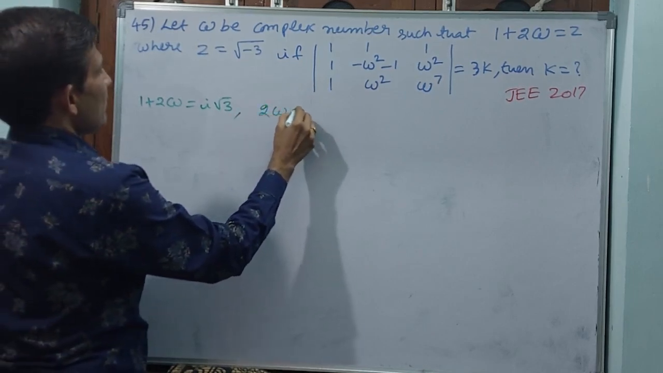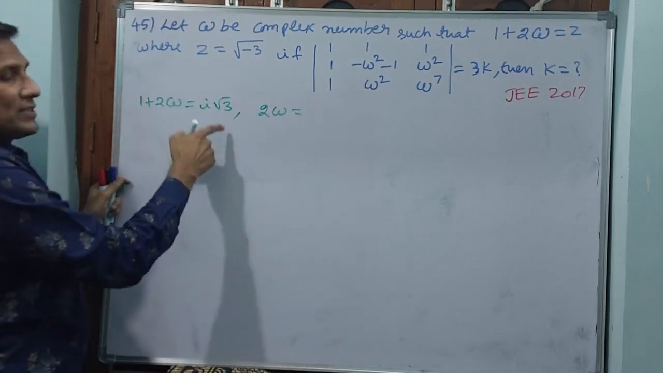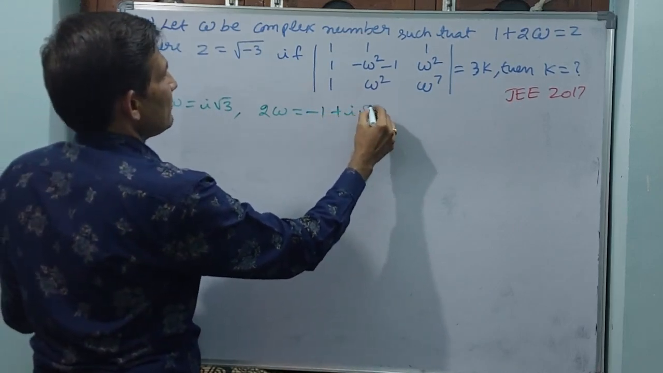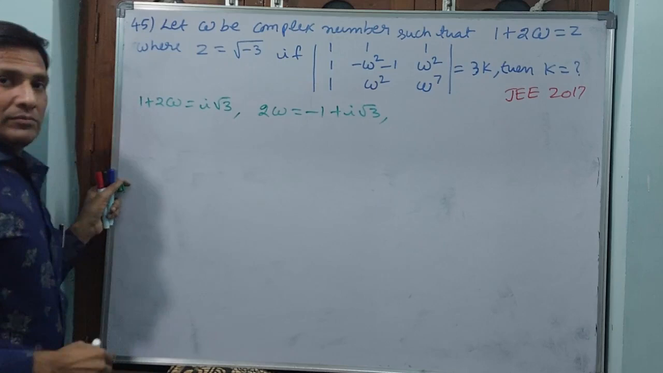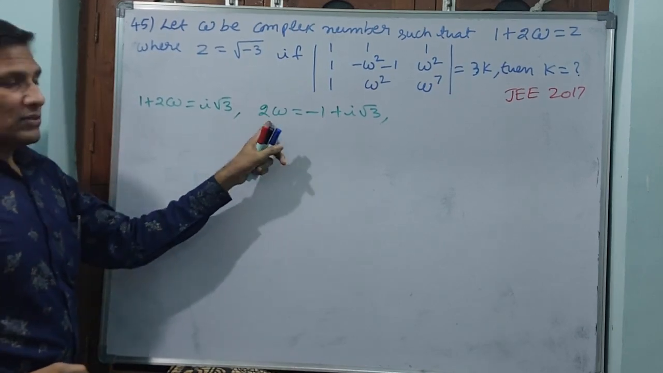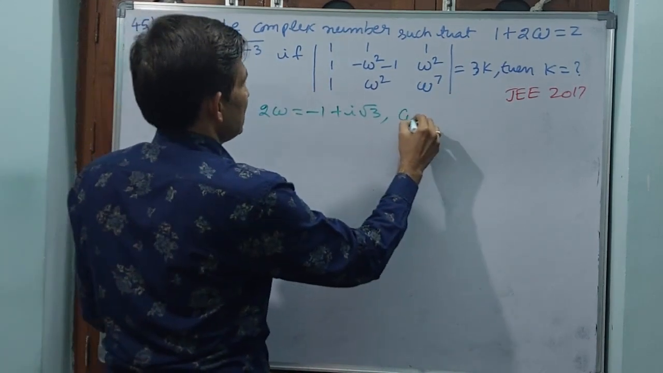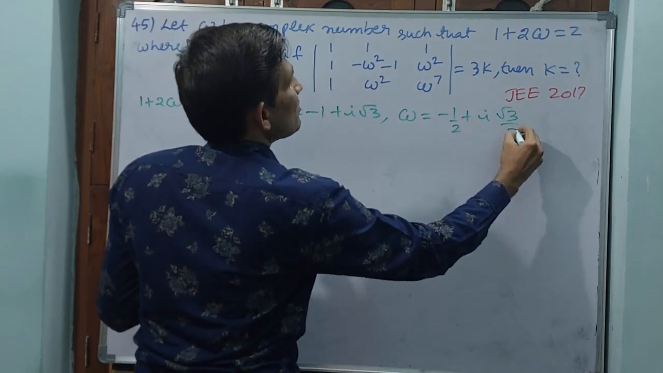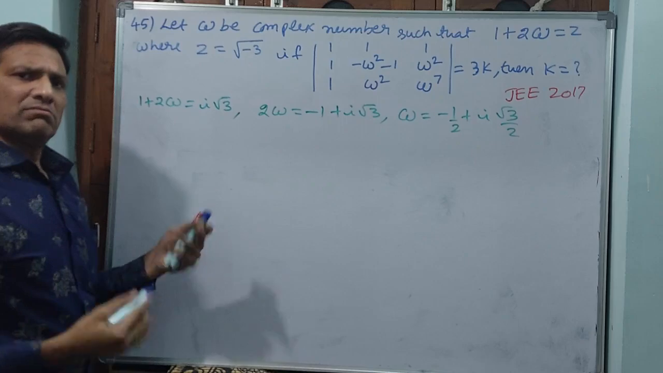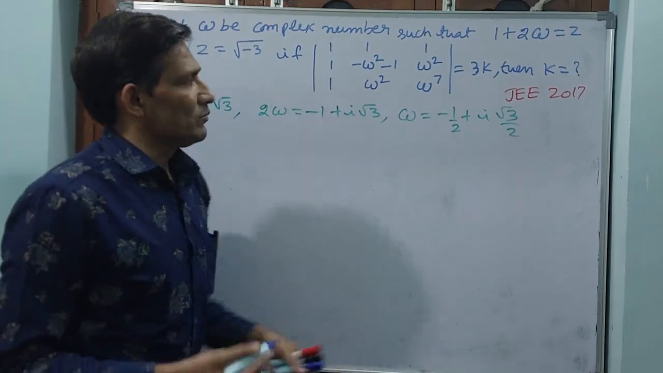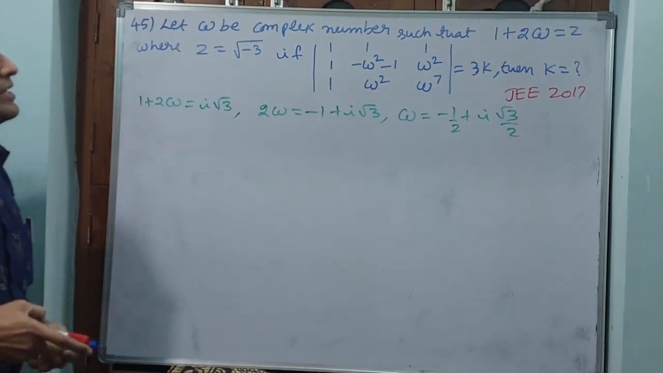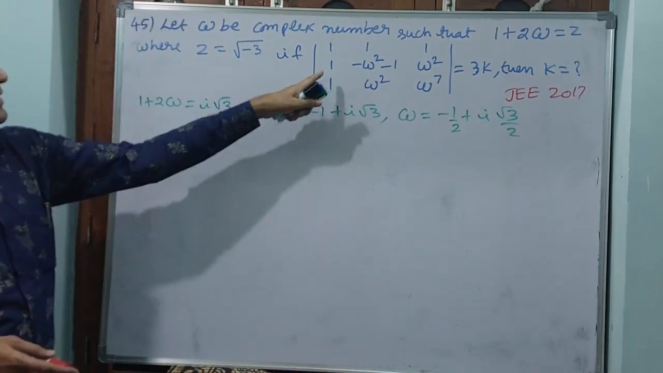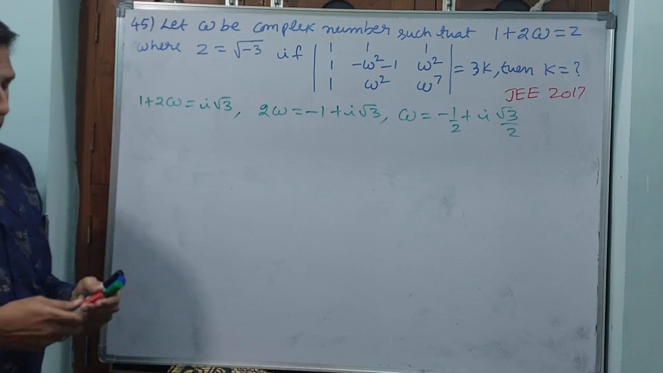2 omega will be what? If it goes this side, minus 1 plus i root 3. Then what will be omega? You send it to this side: minus 1 by 2 plus i root 3 by 2. That's all. The omega value only has come. That means he has given the omega value only. Minus omega. Okay.